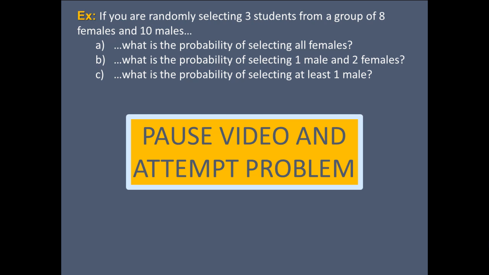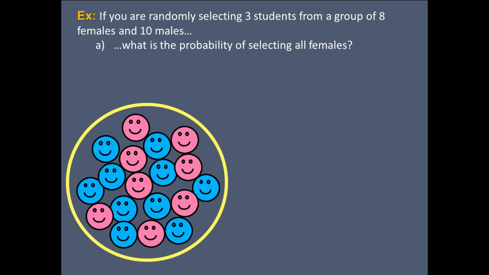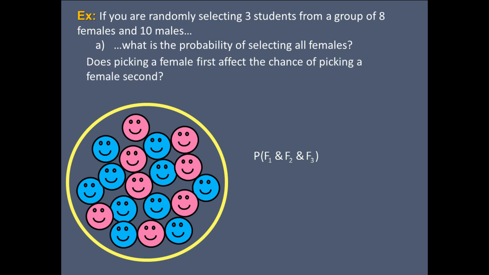So again here I would like to ask you to please pause the video and attempt the problem on your own before proceeding with the actual solution. Looking at part A from this video, what is the probability of selecting all females? So in this case, we're looking at the probability of getting a female first, and a female second, and a female third. Talking about "and", we have to think about two things.